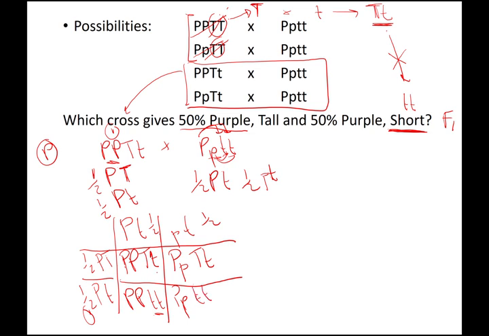So plants 1 and 2 here will both be purple and tall. So it will be 1/4 plus 1/4, so 2/4, so 50% of the plants will be purple and tall. This plant here and here will both be purple and short, 50%, which is exactly the scenario the question is giving you.